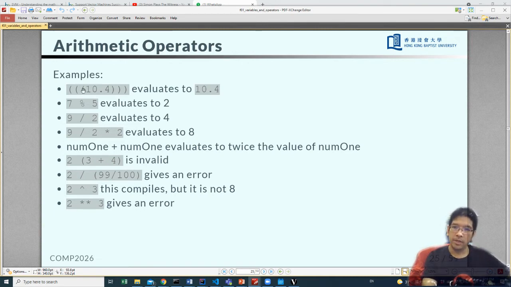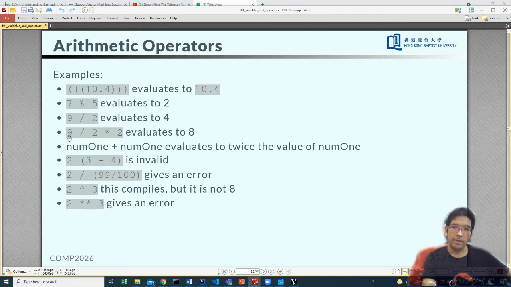So for example, this one, after a few parentheses, it will still give the same value. This one, 7 mod 5 will give you 2. Okay, 9 divided by 2 will give you 4. Why is that? Because we mentioned 9 divided by 2, both of them are integers, so this is an integral division. That will give you a 2. That will give you a 4.